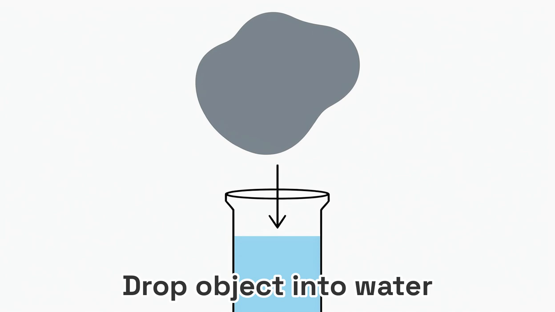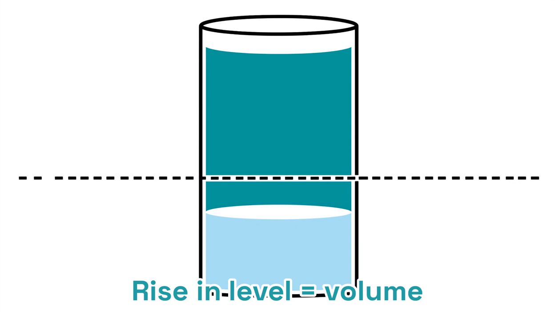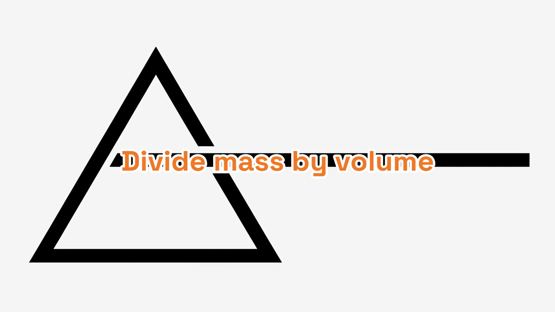Drop the object into a measuring cylinder full of water. The water level rises, and that rise equals the object's volume. Once you have mass and volume, just divide mass by volume.